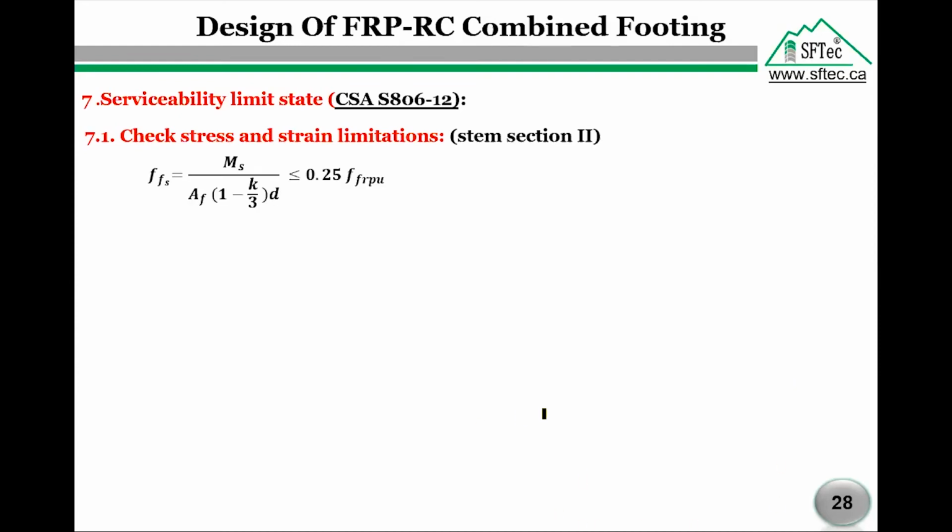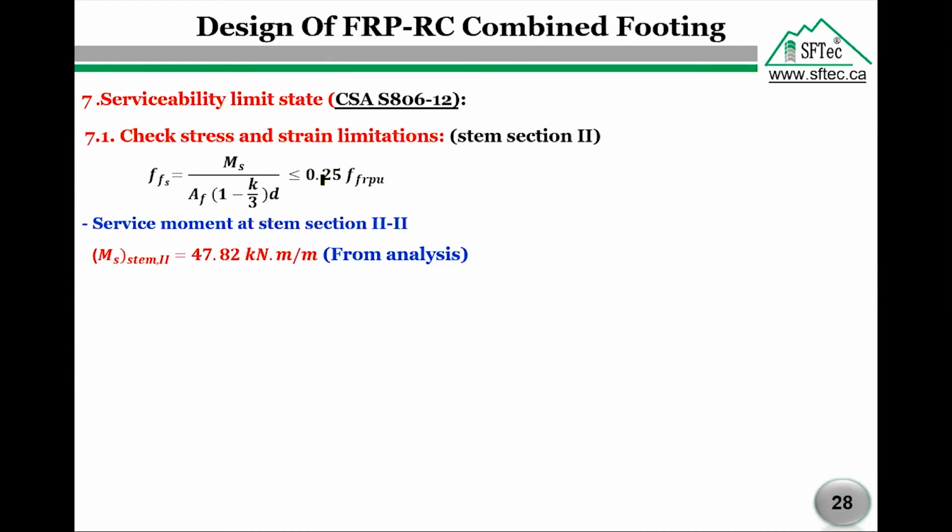The maximum stress of the FRP bar under full service loads can be calculated using this equation. And the value from this equation should be less than or equal to 25% of the FRP bar ultimate strength. The maximum service moment value is 47.82 kilonewton meter per meter run, and this comes from analysis. All factors in these equations are known or calculated before, except the factor K. The factor K is simply calculated from this equation, which depends on the modular ratio and the flexural reinforcement ratio.